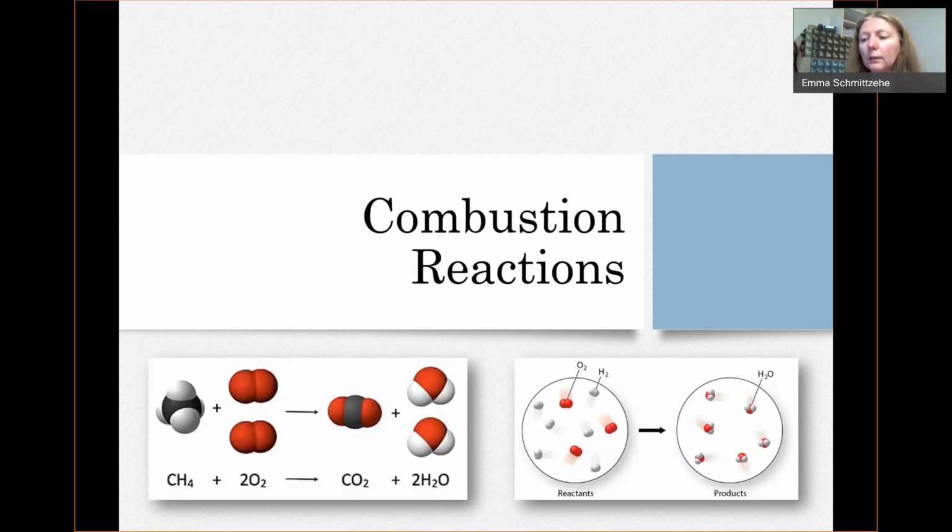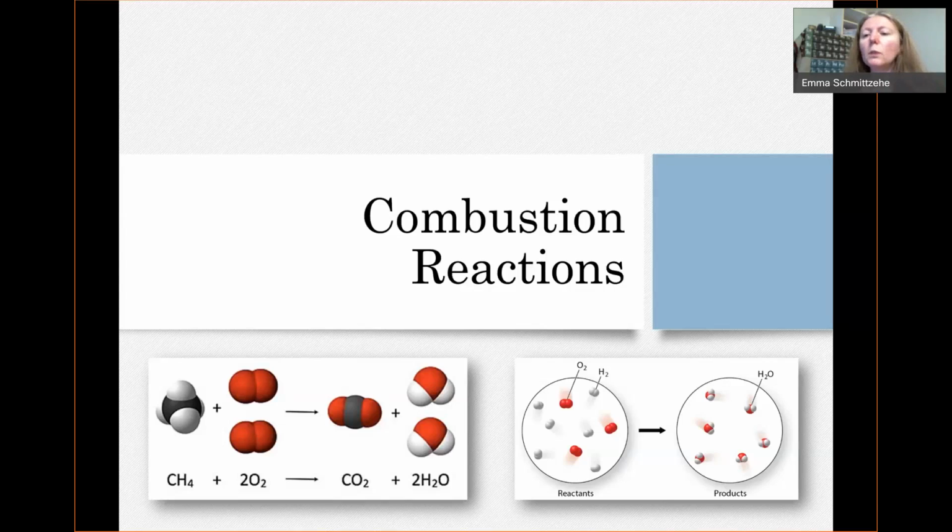Now, most of the time when you think combustion reaction, you think about something burning, and that's in general what's happening. You're burning something, but you're burning it in oxygen. Okay. And sometimes it's not that you're really seeing something burn or ignite. It could just simply be reacting with oxygen, forming an oxide. So that's where it can get, I guess, a little more complicated.